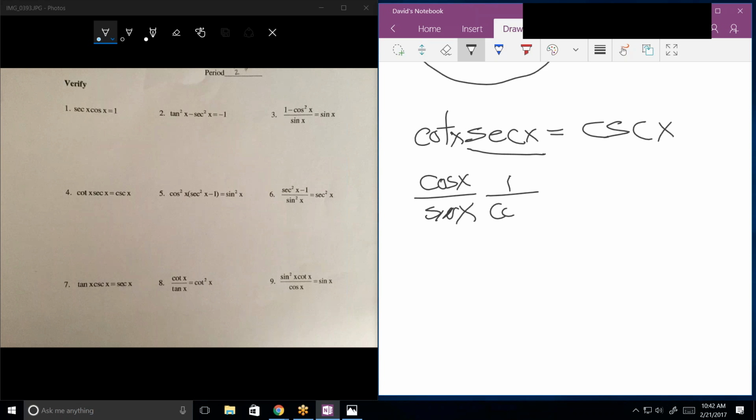Good. Now the cosines cancel, and you're left with 1 over sine x. Well, what's 1 over sine x? That's cosecant of x, right? There you go. In other words, I've duplicated on the left what I need to do. And that's exactly the way I usually do it. I work with one side only. I get down until the more complicated side agrees with the less complicated side. And then I'm done.